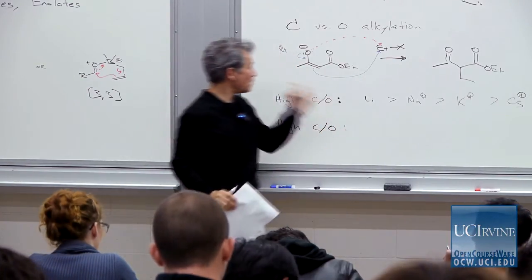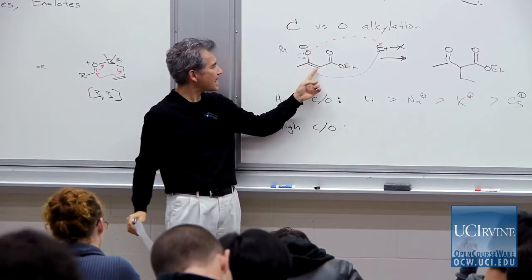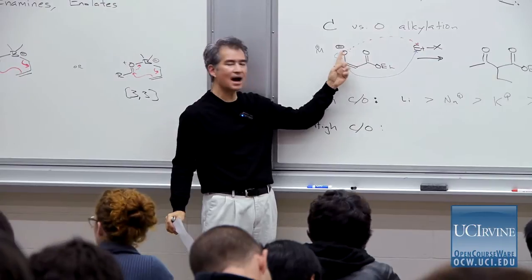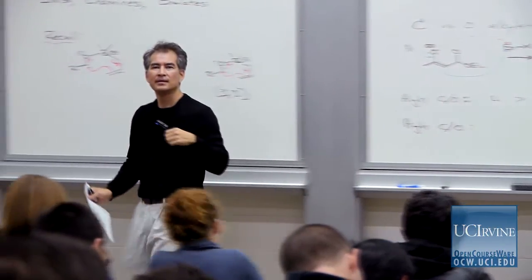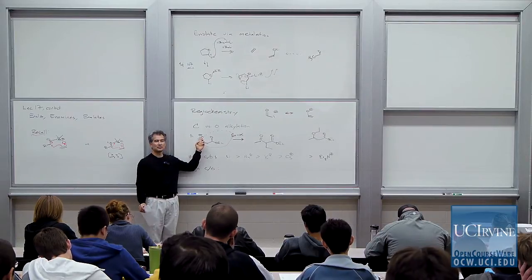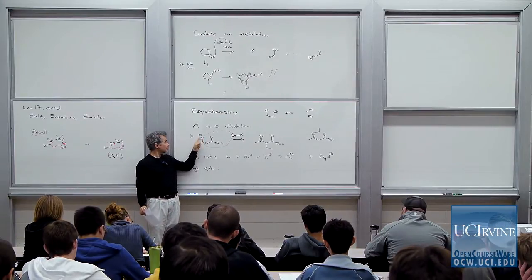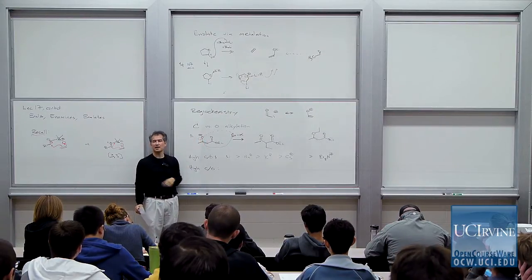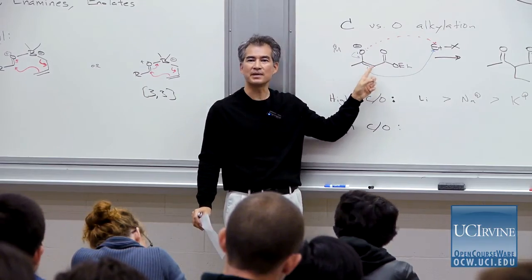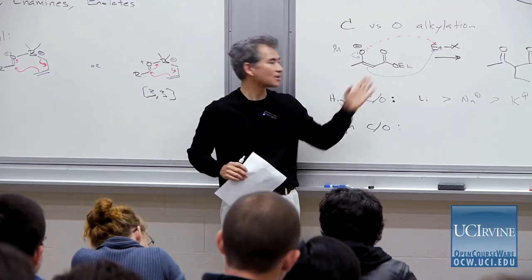So if I want to favor attack on this carbon, let's review what makes this oxygen so nucleophilic. It's the negative charge that makes reactions favorable. They're both nucleophilic. This oxygen is nucleophilic because it has lots of negative charge. This carbon is nucleophilic because the HOMO is biggest at this position, at this carbon atom.